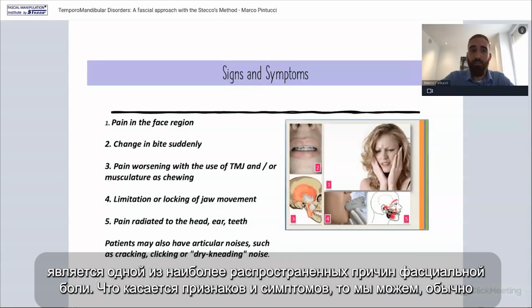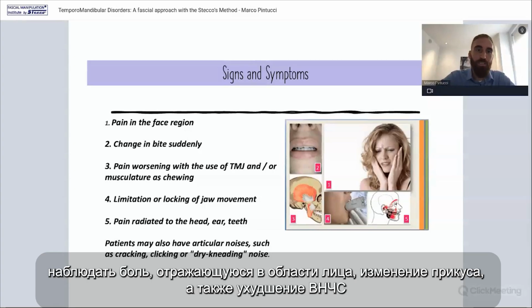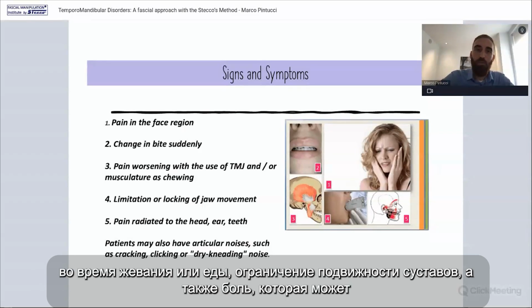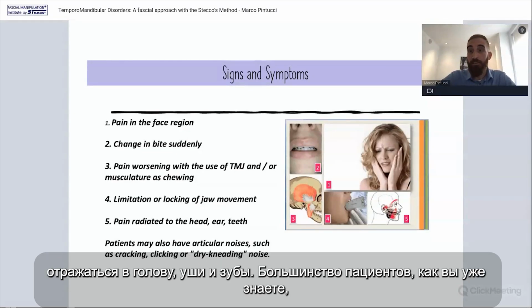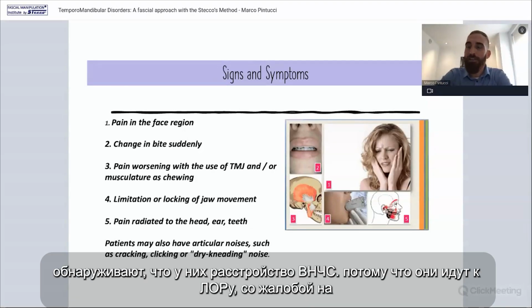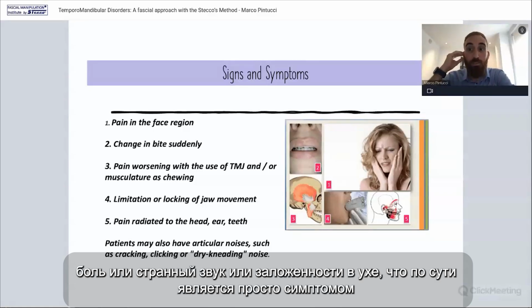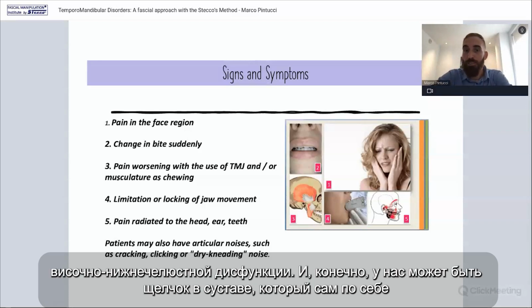In terms of signs and symptoms, we can usually observe pain, referred pain into the region of the face, a change in the bite, a worsening of TMJ symptoms during chewing or eating, a limitation of joint movement, and also pain that can radiate to the head, the ear, and the teeth. Most patients, as most of you already know, discover that they have temporomandibular disorder because they go to the ear, nose and throat doctor, referring pain or a strange sound or sense of fullness in the ear that is basically just a symptom of a temporomandibular dysfunction.